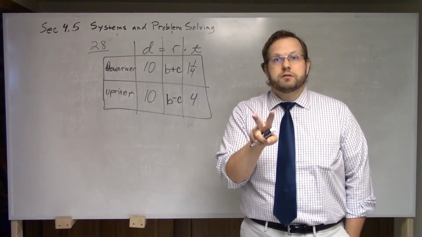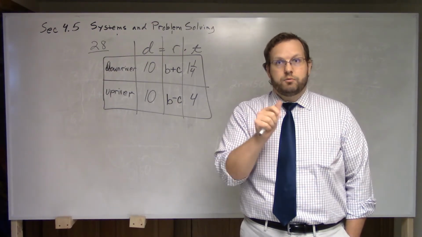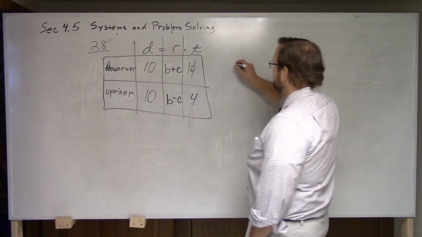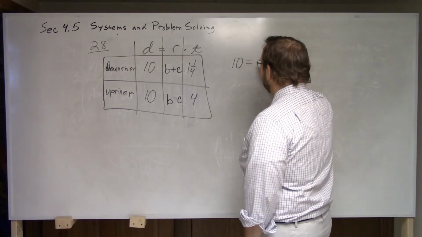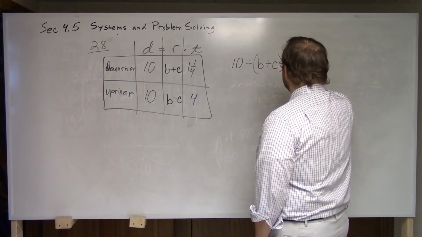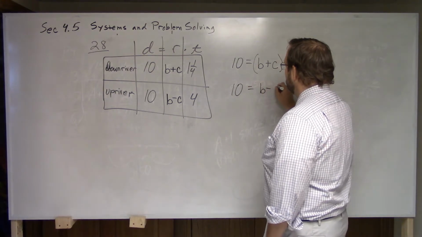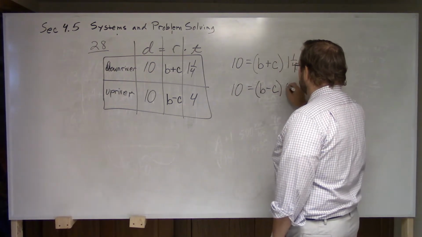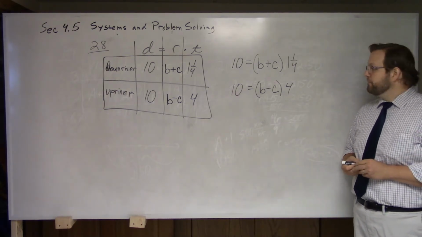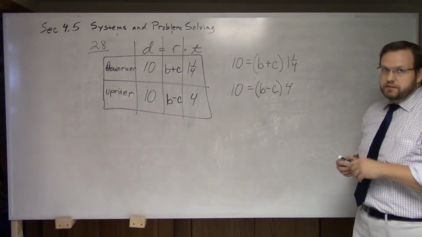Now those equations are laid out for us in the table. Remember, distance equals rate times time. So this first row, we can say distance equals rate times time. Distance equals rate times time. Now, at this point, we need to solve this system.